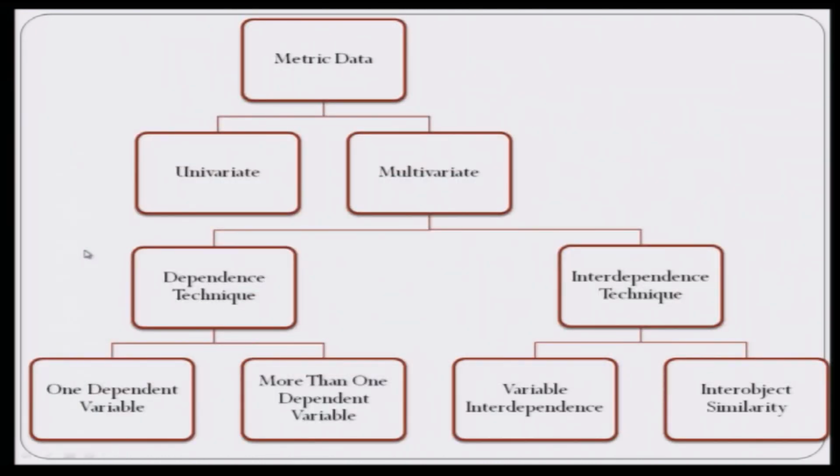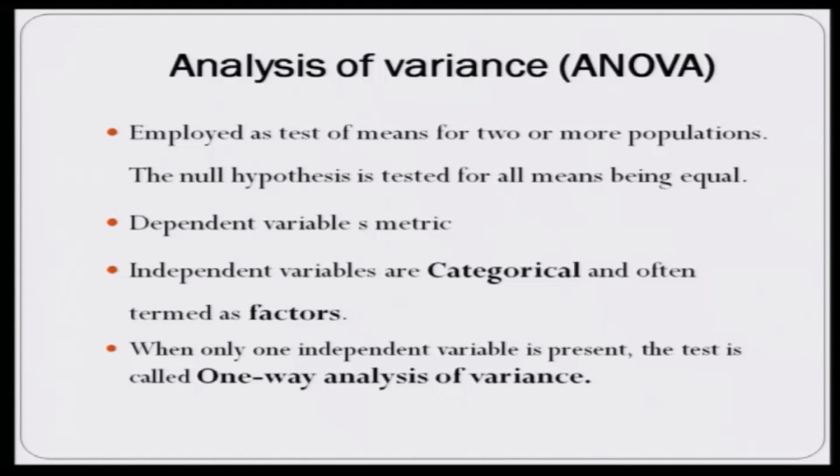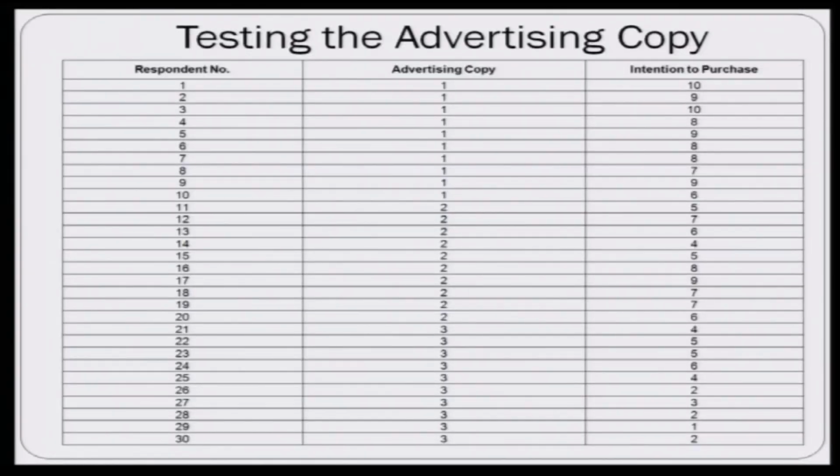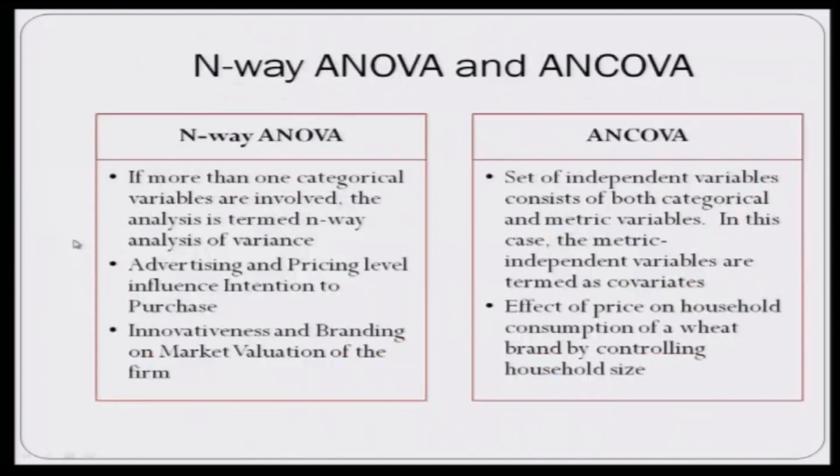And then I started talking about data analysis. In particular, I talked about univariate data analysis, and one-way analysis of variance, that is ANOVA. I gave you an example about advertising copy as the independent variable and its effect on intention to purchase. I started talking about the dependence techniques, and we finished at the point where we discussed what N-way ANOVA and ANCOVA are.